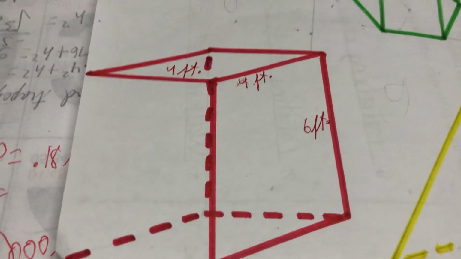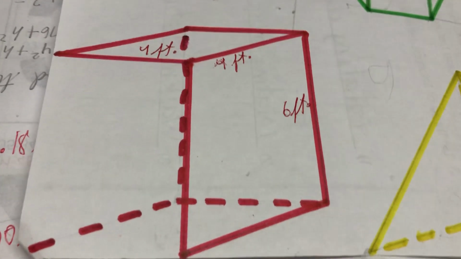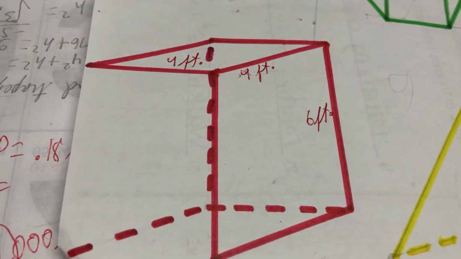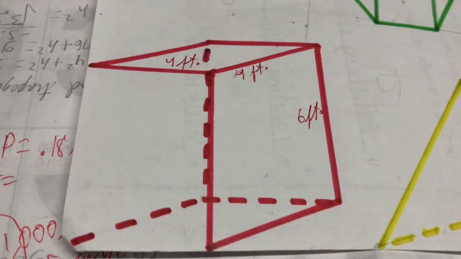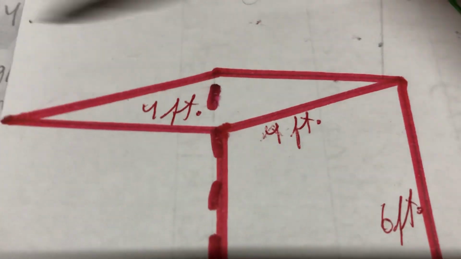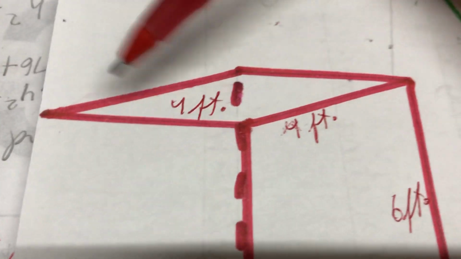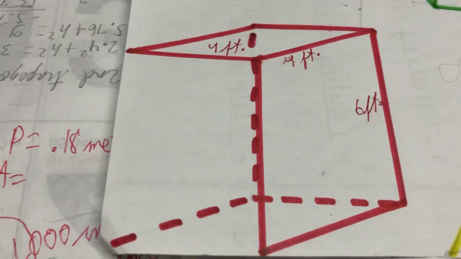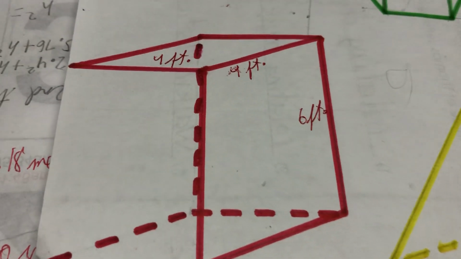So now let's get the surface area of this figure, which we call a box or a square prism or rectangular prism, depending on what you call it. In general, let's just call this a square prism. Why? Because the base is a square. Okay? So this is how we find the surface area.